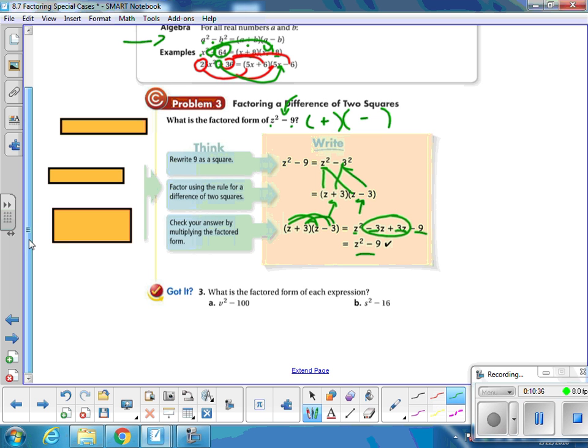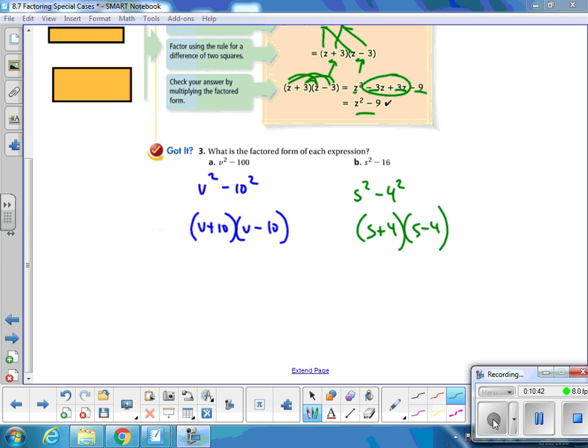All right, I want you to give it a try. Press pause, and you try factoring here. All right, v plus 10 times v minus 10, and s plus 4 times s minus 4. Those are s's.